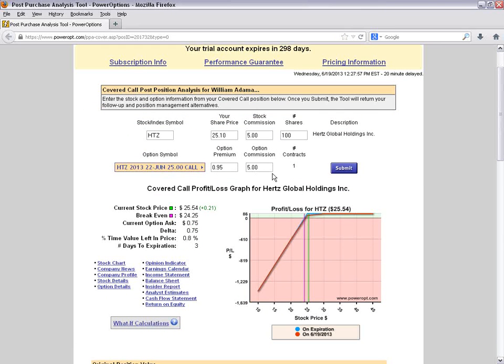So up at the top, we have our original position that we entered on, what was that, June 1st. We see right now the current stock price at $25.54. The break-even for the position is $24.25. That's shown here on the profit and loss chart, is that magenta line, sort of. And the green line, of course, the current stock price. Current option ask is 75 cents. Ironically, that's the delta for our in-the-money call now. And our time value has dropped to 0.8%, and we have 3 days remaining to expiration.